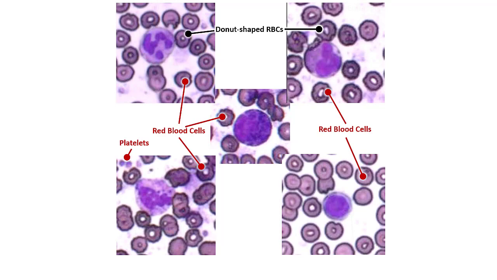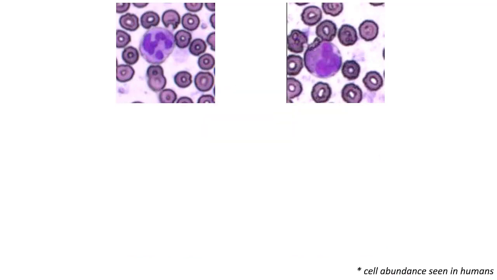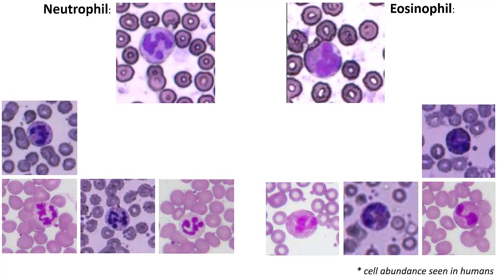The cells we're focusing on in this project are the white blood cells indicated here: neutrophils, eosinophils, monocytes, lymphocytes, and basophils. Let's start with the most common white blood cell, the neutrophil, along with the less common eosinophil. We're showing these together because they have similarities that can cause them to be mistaken for one another. Here are some additional examples of each type to show the variation from cell to cell and slide to slide.